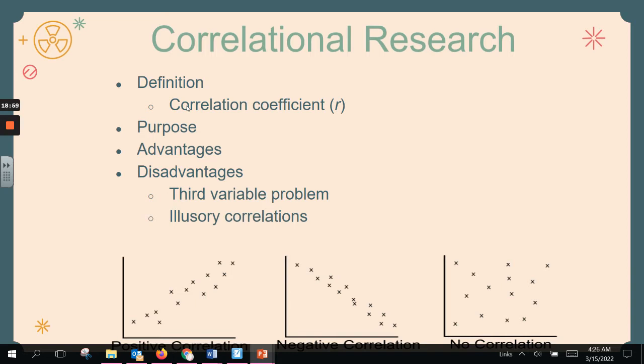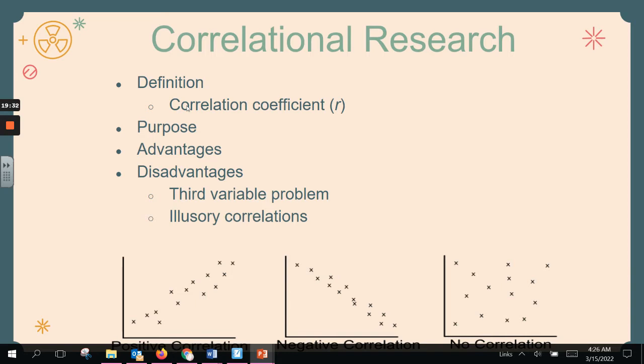So if we look down at the bottom, we have a positive correlation. As one variable increases, the other variable increases. We have a negative correlation. So if one variable increases, the other decreases, or as one decreases, the other increases. And then we have no correlation. So the purpose of correlational research is to identify the strength and the direction of relationships and to predict.